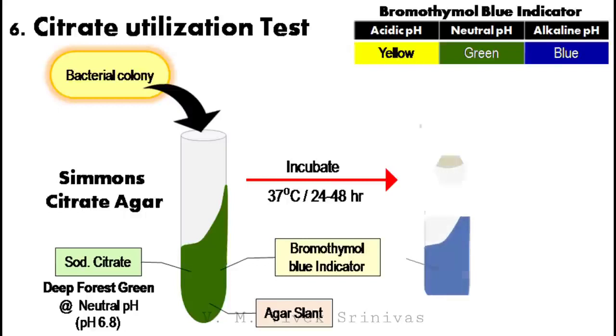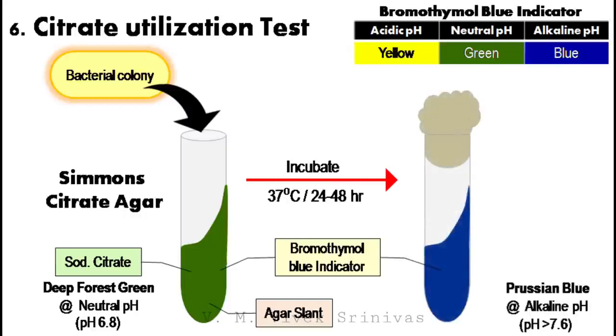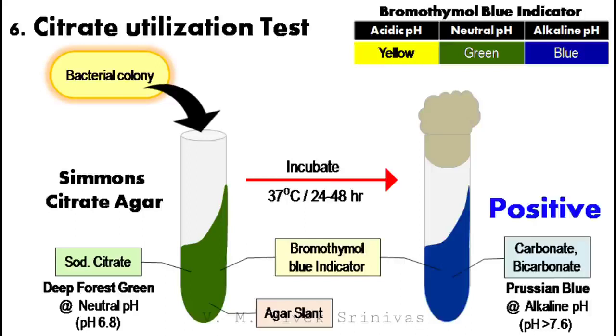Following incubation, if the agar slant turns to Prussian blue, this indicates the test is positive due to the change in pH to alkaline because of the yield of carbonate and bicarbonate as the byproduct. This bromothymol blue indicator at alkaline pH appears as Prussian blue. The example, the Salmonella bacterial organism, is positive for the citrate test.